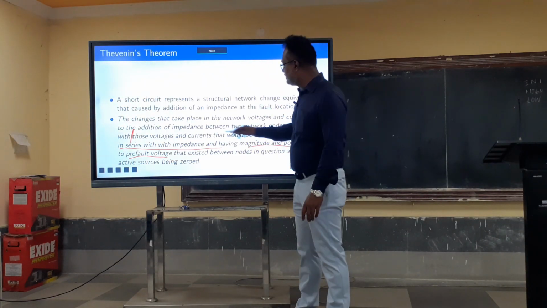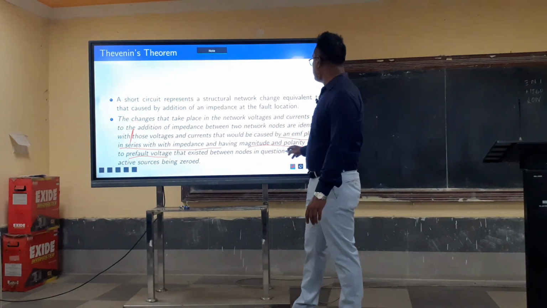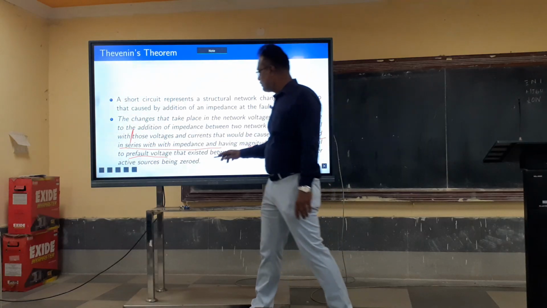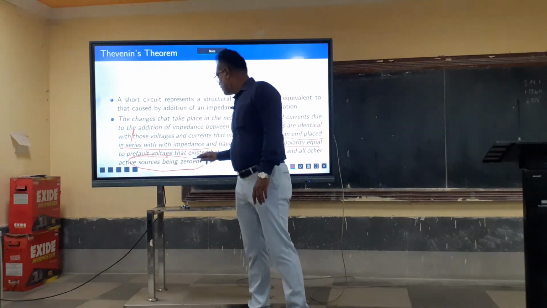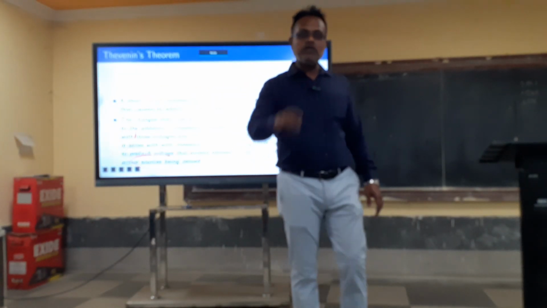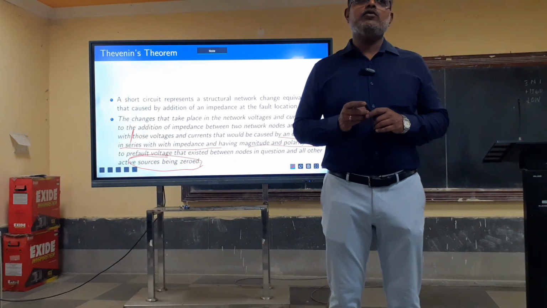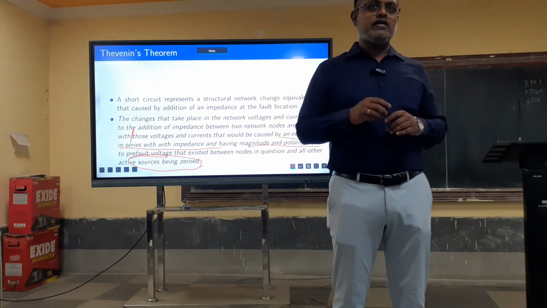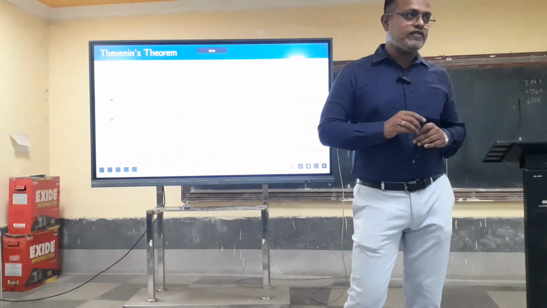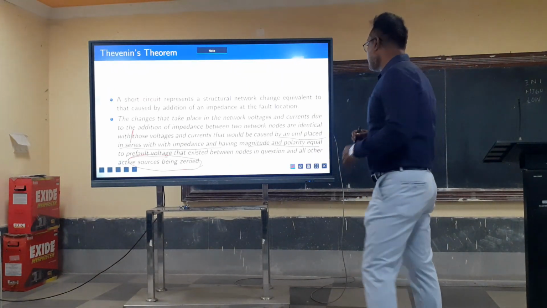And this voltage is that existed between the nodes in question, with all other active sources being 0. That is, we short all other active sources. So this is a complicated definition from the Melgar book, but an easier definition you can find in the network theory book, but its essence is the same. Okay, so let's see an example.